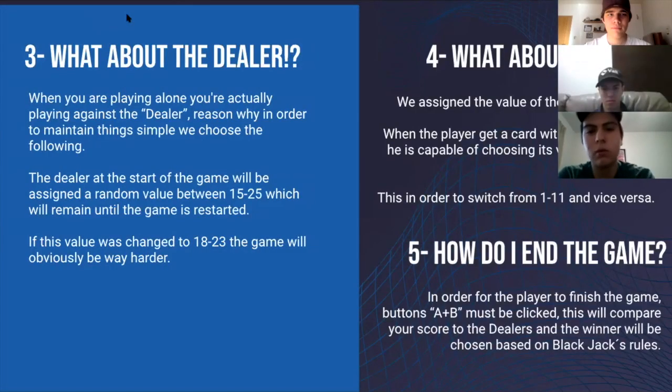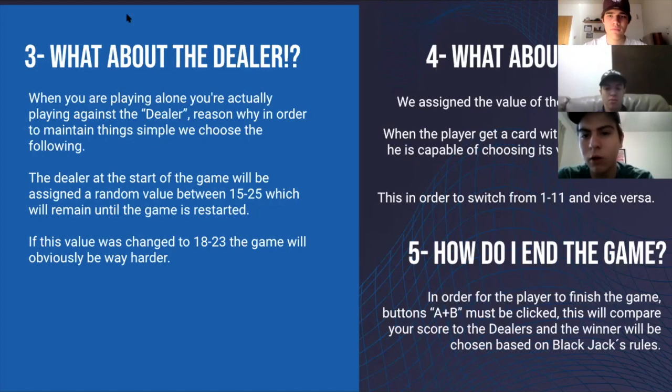Third, what about the dealer? When you're playing alone, you are actually playing against the dealer. In order to keep things simple, we chose the following. The dealer at the start of the game will assign a random value between 15 and 25, which will remain until the game is restarted. If this value was changed to 18 to 23, the game would obviously be way harder.